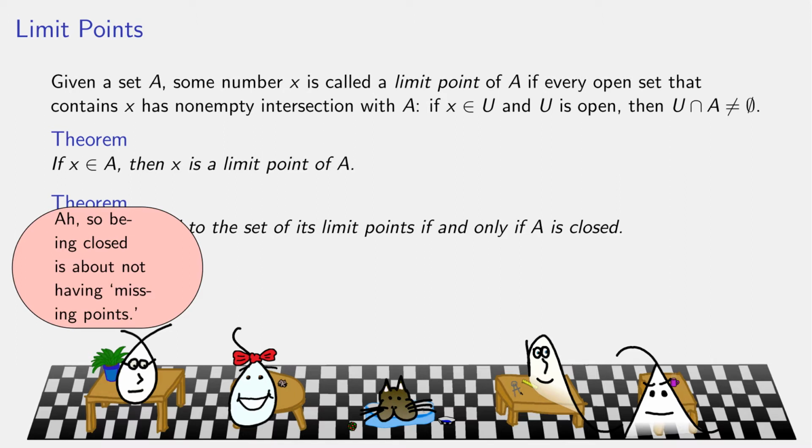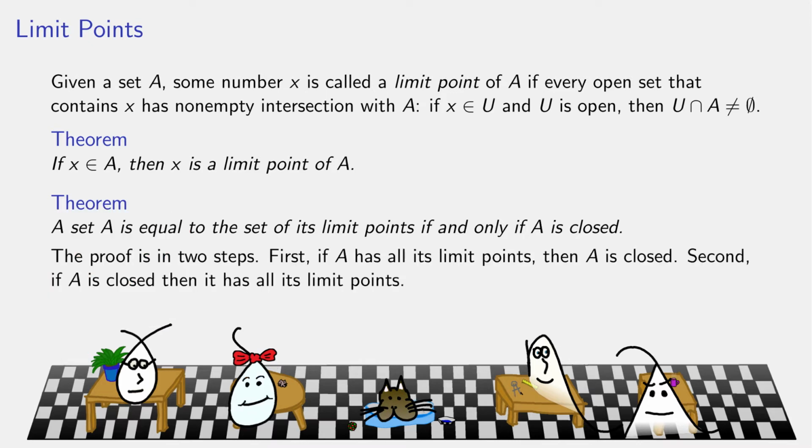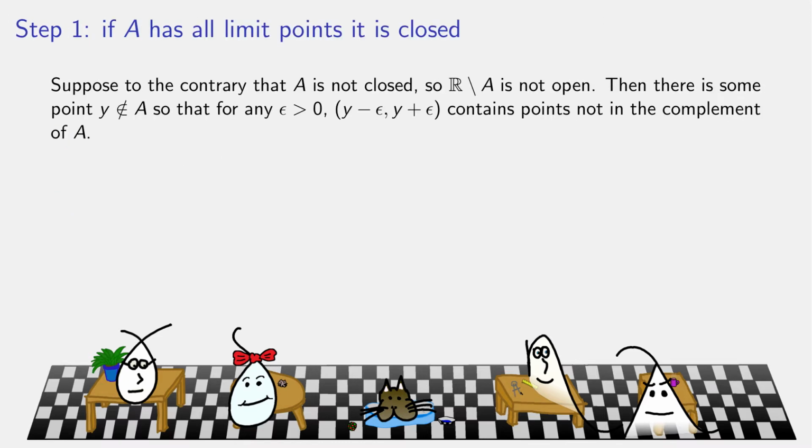Being closed in a sense means you are not missing any of your limit points. Anything you can construct as a limit point of a set was already in the set. It is closed off under the idea of taking limit points. So the proof that the set A is closed if and only if it's equal to the set of its limit points is, well, we have to do two different things. If it has all of its limit points, then it's closed, and second, we go the other way. Now let's get to proving it.